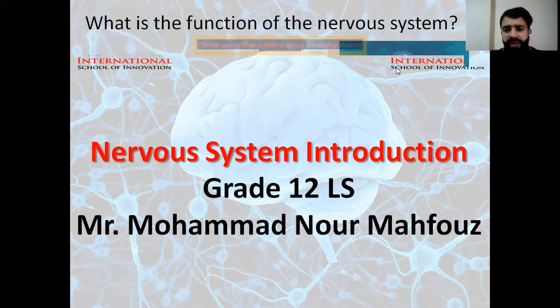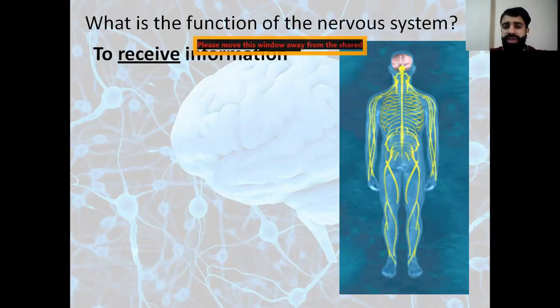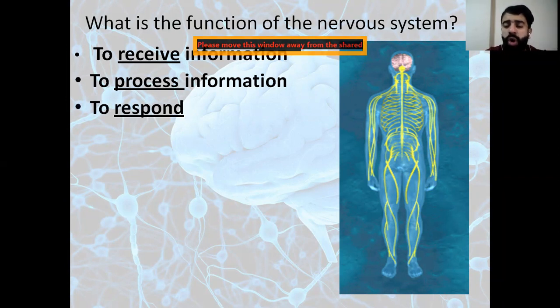And here we go. First of all, what is the function of the nervous system? The nervous system is going to have three main functions. First one is to receive the information. Second, to process and to analyze the information that I receive. And the third one is to take the proper action or take the decision. So here are the functions of the nervous system.